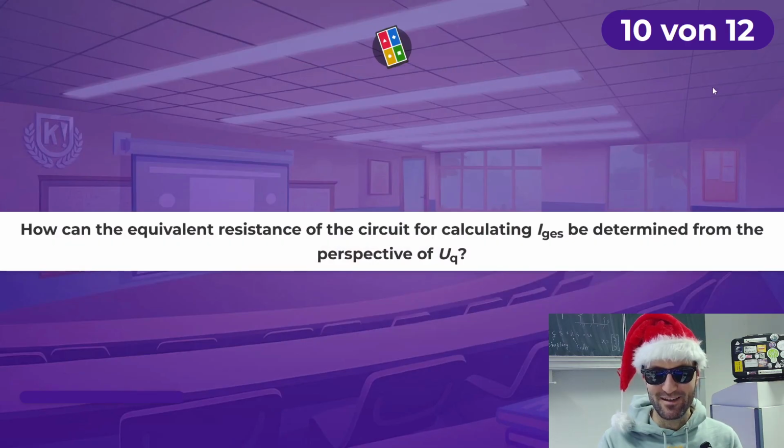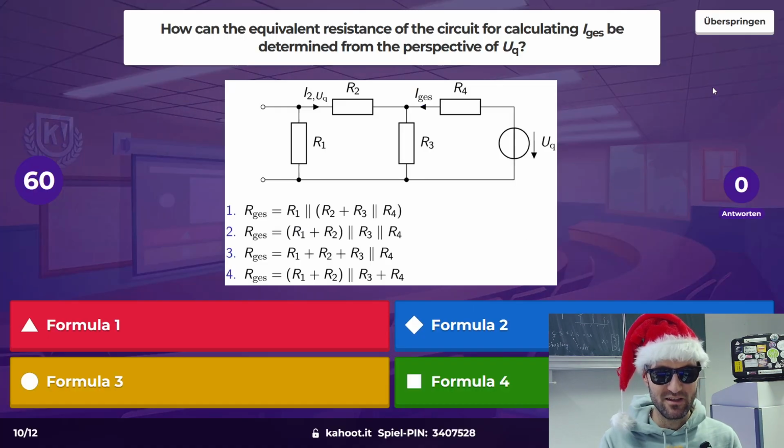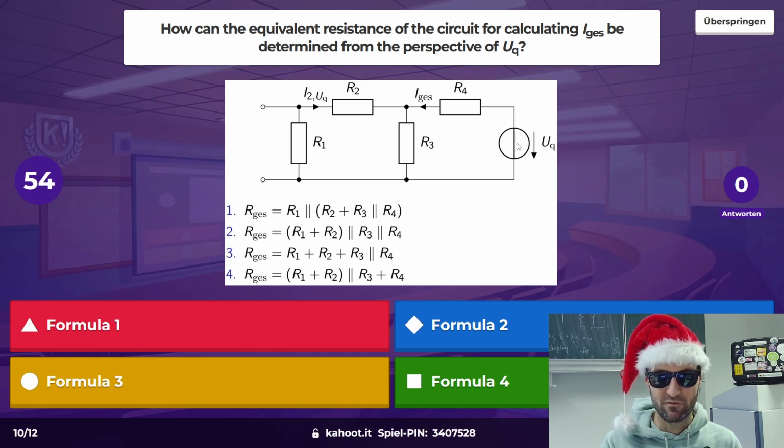And we come to the third last question, question 10 of 12. How can the equivalent resistance of this circuit be calculated from the perspective of the voltage source? So looking from this voltage source, what is the equivalent resistance of this circuit?